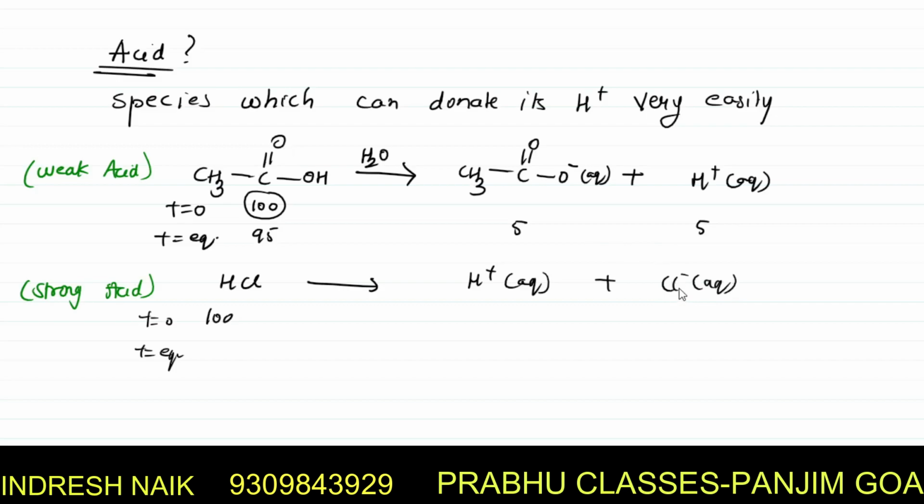Cl minus aqueous means water is surrounded around all these ions. Initially it is 0 and 0, and at equilibrium this is 0 and this is 100, means all the HCl is going to split. So you are getting more H plus in the case of a strong acid. Although there are more hydrogens in acetic acid, you are just getting 5 H plus. Here, although there is only one H plus per molecule, you are going to get 100 H plus. So this is a strong acid. Now, is it possible to identify the acid just by looking at the formula? Answer is no. It is experimental.